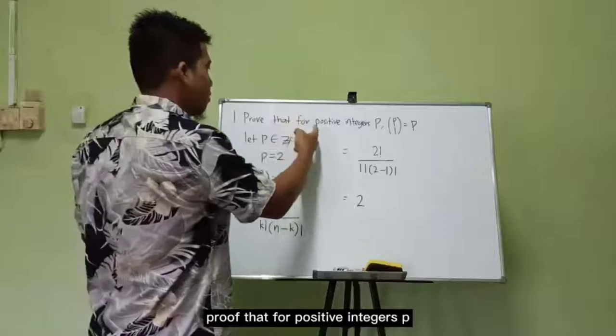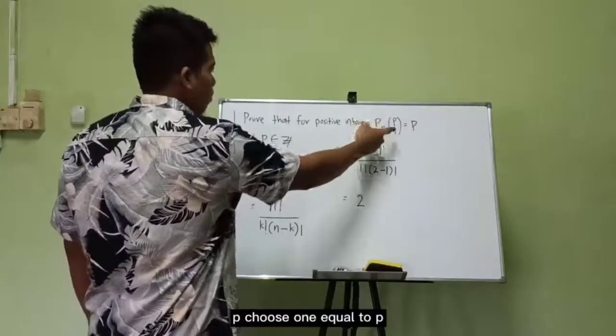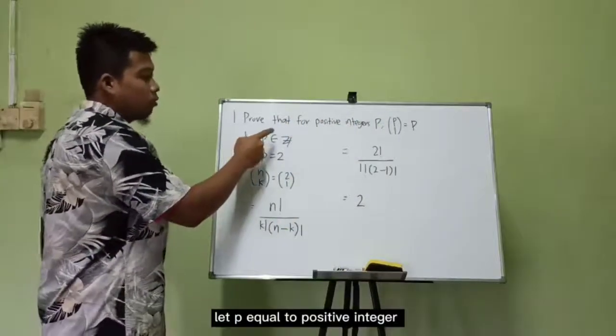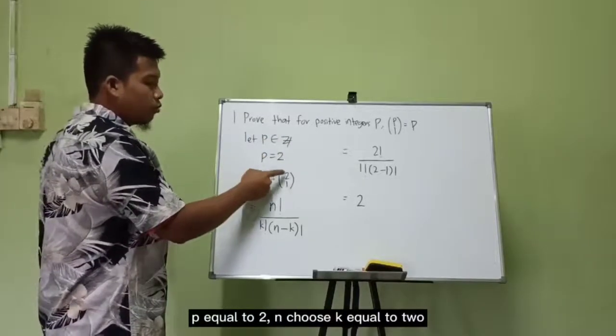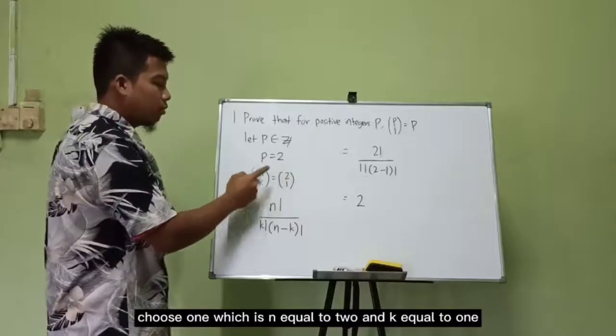Prove that for positive integers p, p choose 1 equals p. Let p equal a positive integer, p equal to 2. n choose k equals 2 choose 1, which is n equal to 2 and k equal to 1.